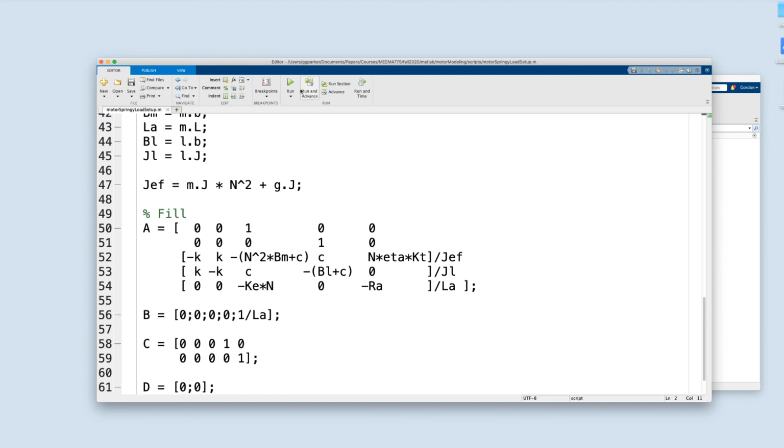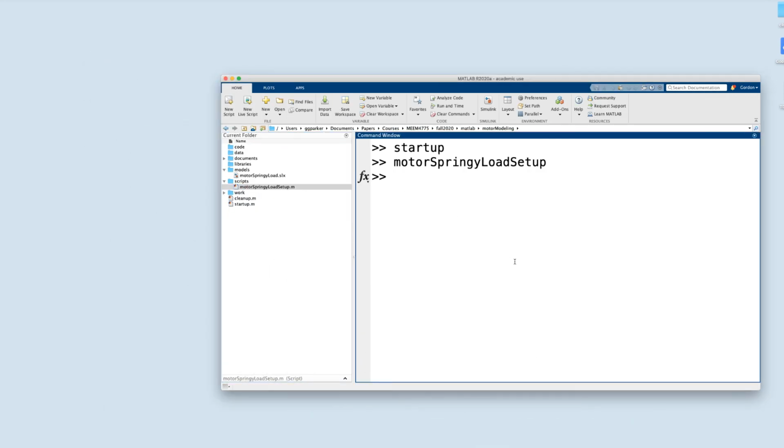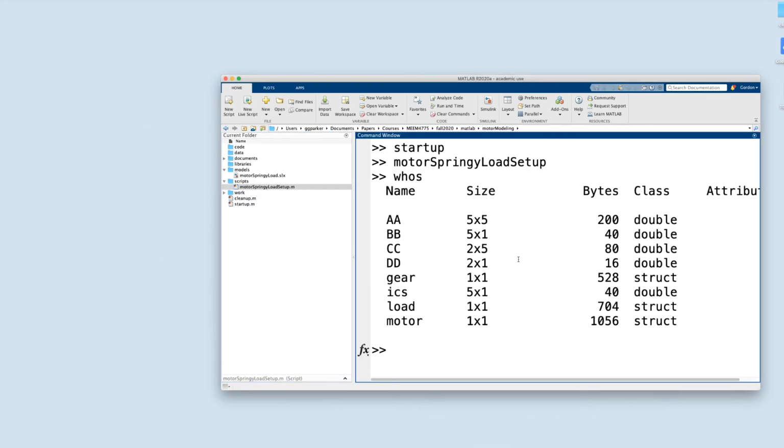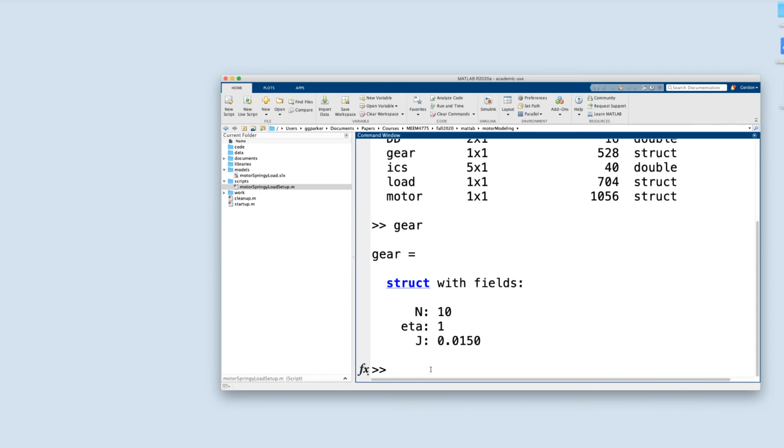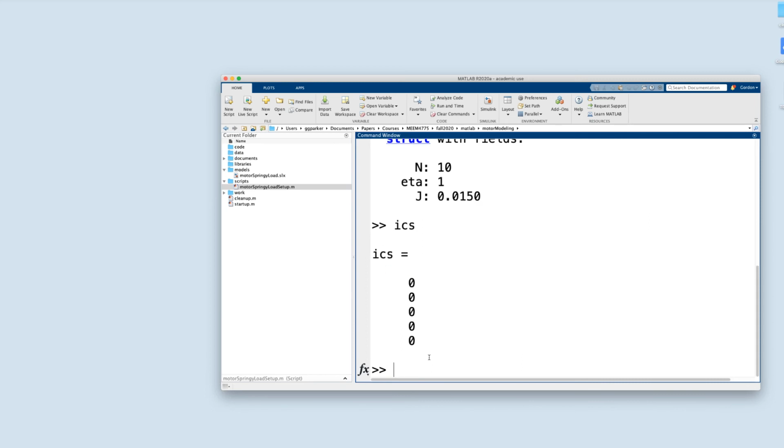Okay, so let's run that. Boom. So this is just setting up all the parameters in the workspace. So if I go over here to the workspace and do a whos, I can see an A matrix, B, C, D. I've got my little gear structure. I can look at what's inside there, and it's all beautiful. I set some initial conditions. Looks like all zeros. What else do we have here?